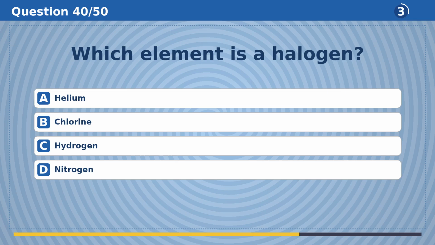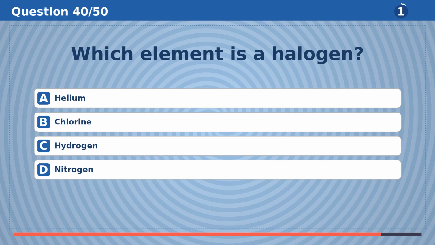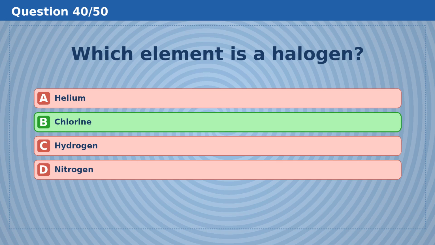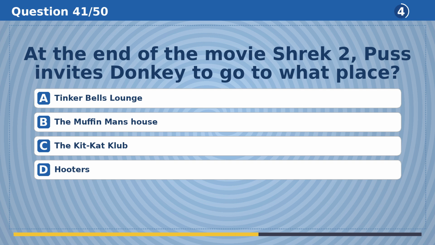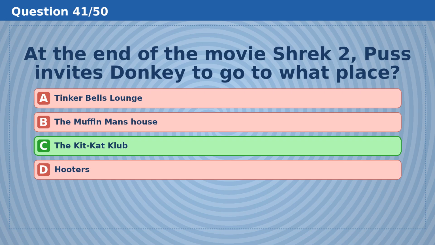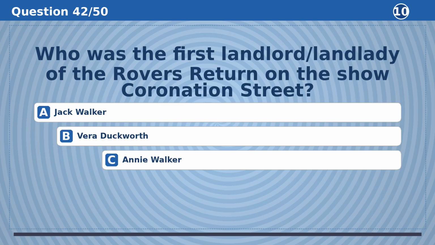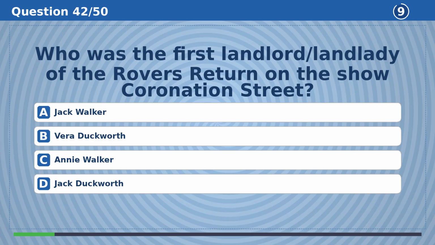Which element is a halogen? The answer is B, Chlorine. At the end of the movie Shrek 2, Puss invites Donkey to go to what place? The answer is C, The Kit Kat Club.